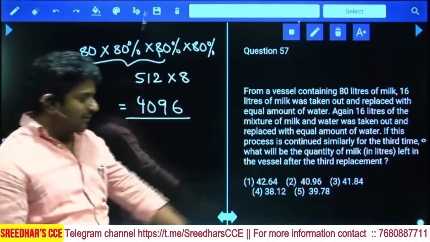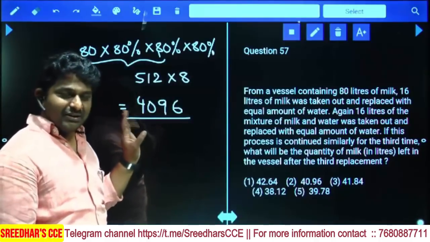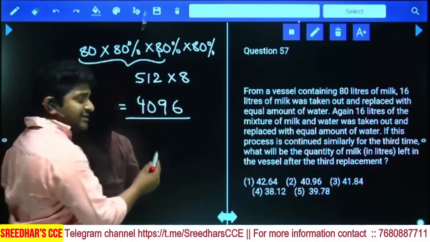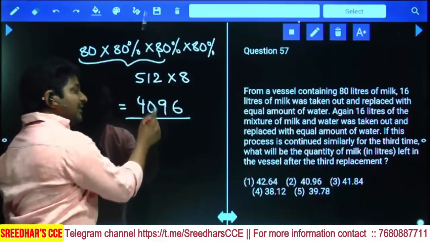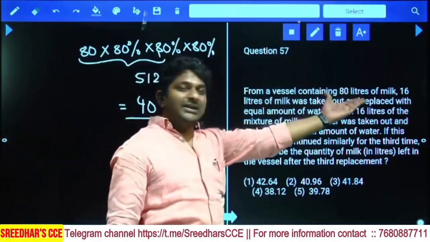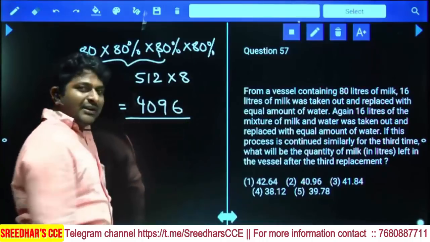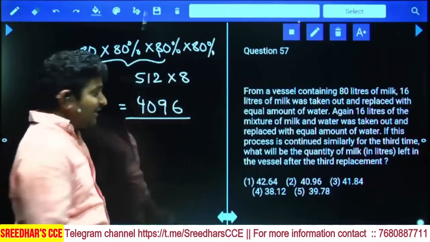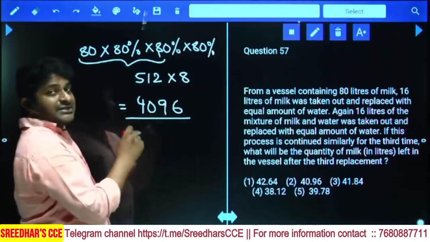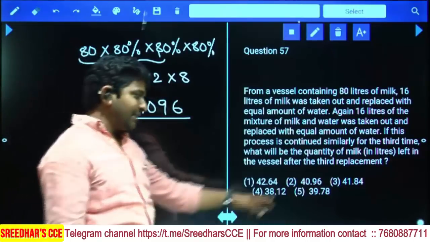Where exactly do you have that number? 4096 is there in only the second option. Don't worry about your decimal answer. You need to worry about decimals if your options are 4096, 409.6, 40.96, 4.096, something like that. But out of a total of 80 liters, there is no point in getting 4096 liters. There is no point in getting 409.6, or 4.096. So out of these two, the preferable answer should be 40.96.